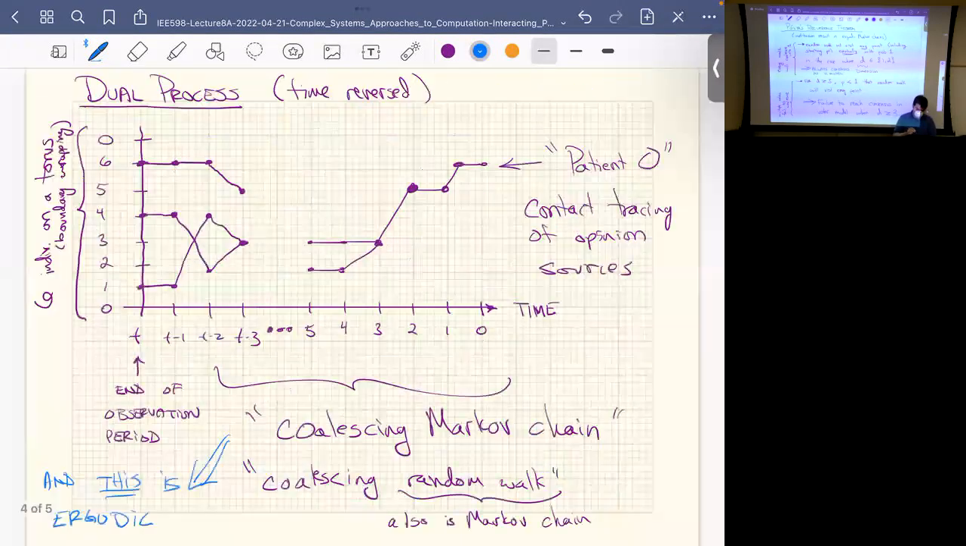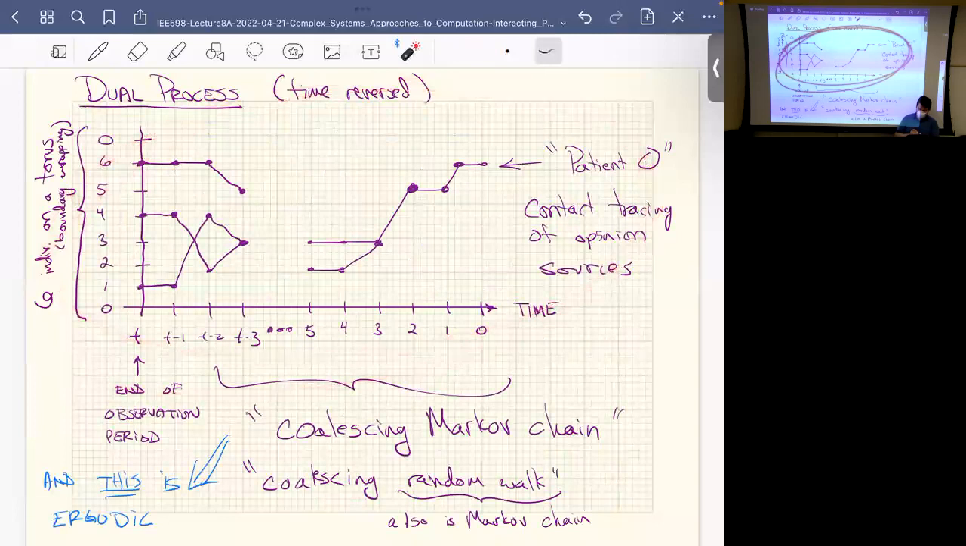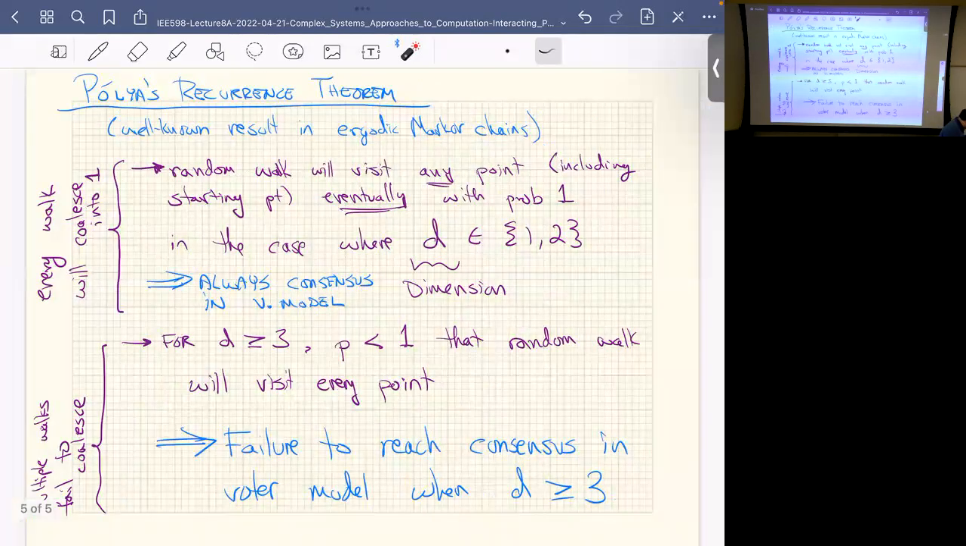And I think it's a neat use of this dual model, where we actually think of contact tracing as a time-reversed random walk. And then we analyze the random walk moving backwards in time instead of analyzing the forward process. And you can use this trick in other similar systems as well. All right, so that's my introduction to the voter model.